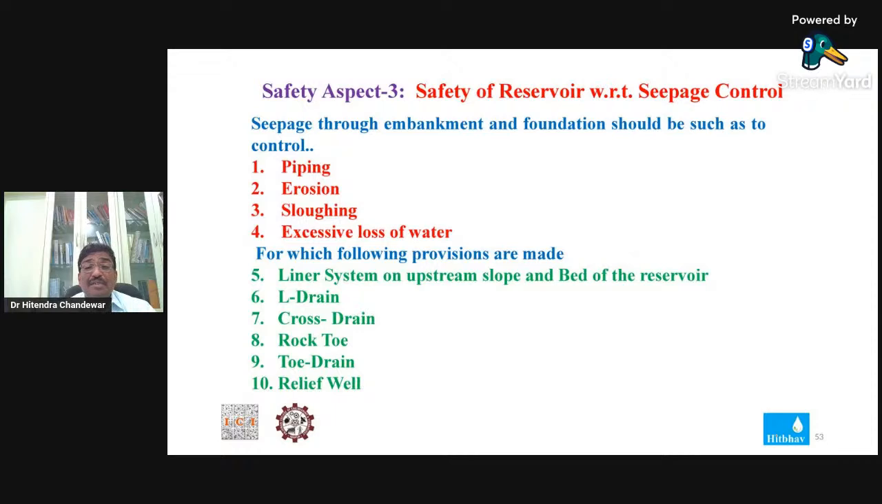Then again, the third aspect was safety of the reservoir with respect to seepage control. So your embankment and foundation should be such as to control the piping also. It should avoid piping, you should avoid erosion, you should avoid sloughing, you should avoid excess loss of water. And for which we have made the following provisions.